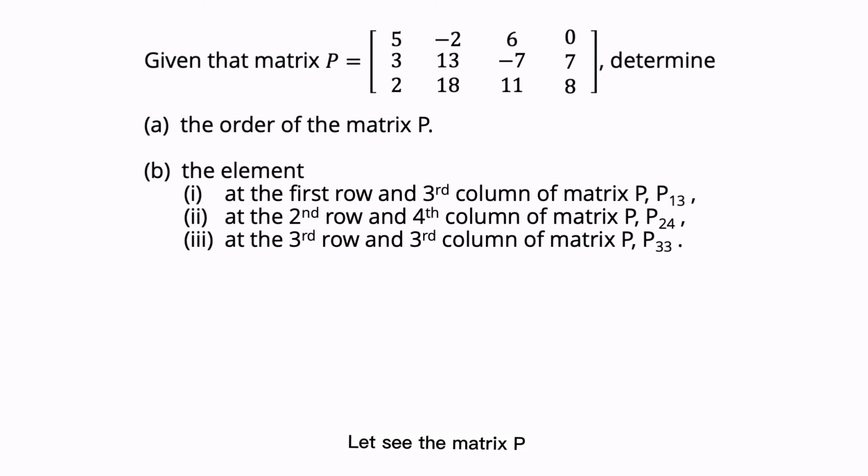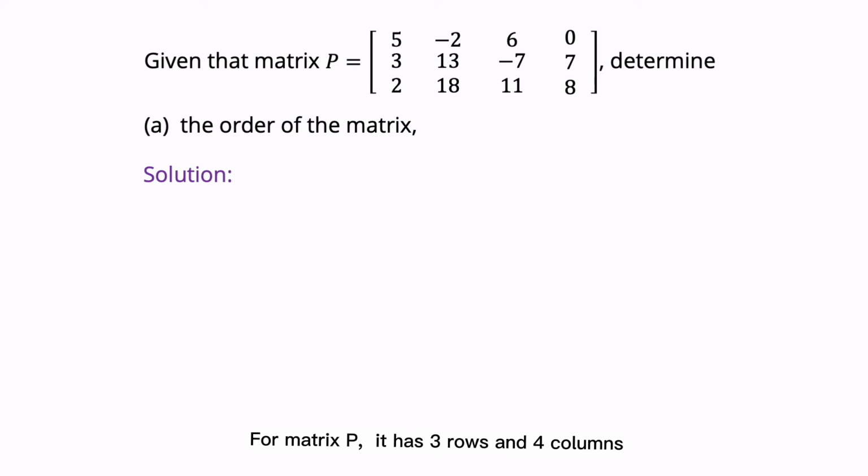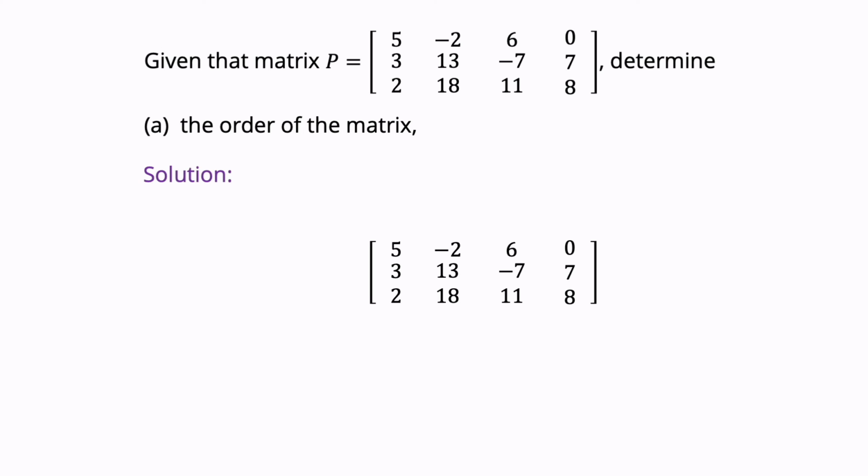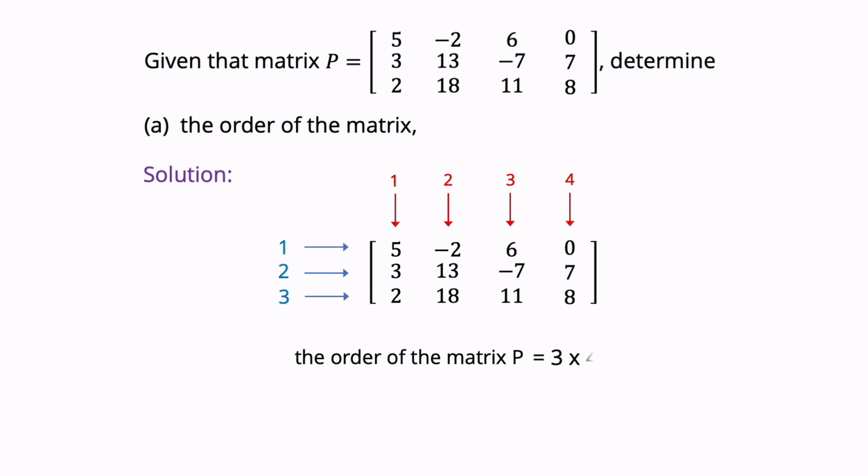Let's see the matrix P. Determine the order of the matrix P. For matrix P, it has 3 rows and 4 columns: row 1, row 2, and row 3, column 1, column 2, column 3, and column 4. Therefore, the order of matrix P is 3 times 4, or read as matrix 3 by 4.